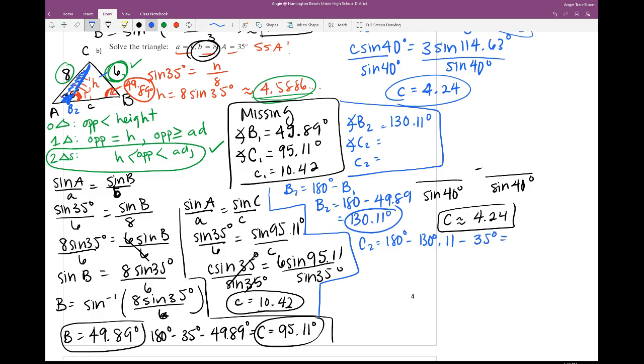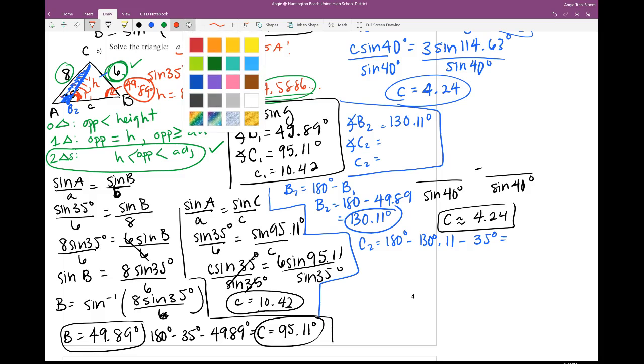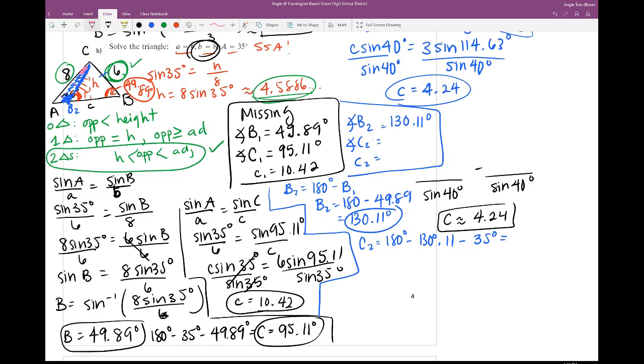So as you can expect that this angle, let me get a different color, like pink. This is C2 right here. C2 is right there, that angle. It's going to be really small, which is expected, right? Because if B2 is ginormous, C2 is going to be small. So here we go, 180 minus 130.11 minus 35 is going to be 14.89 degrees for C2. Okay, so that's 14.89 degrees for C2.